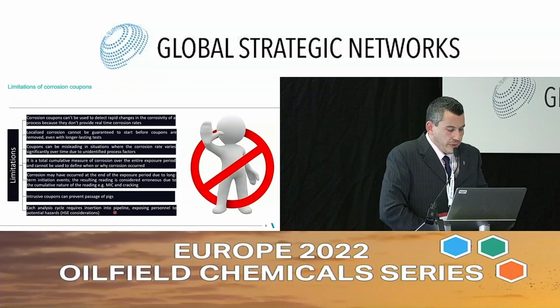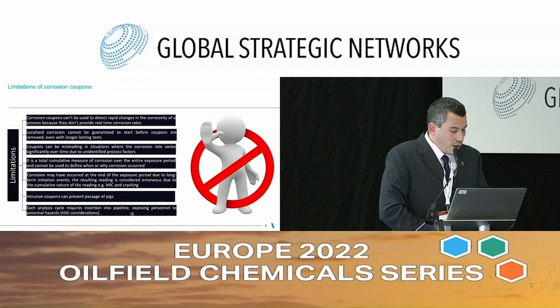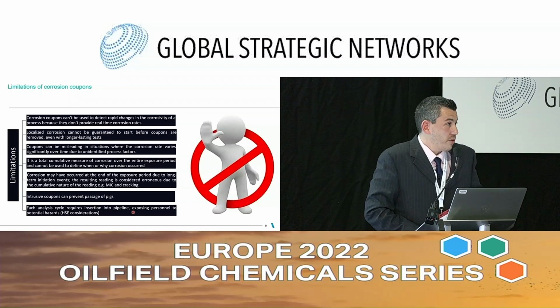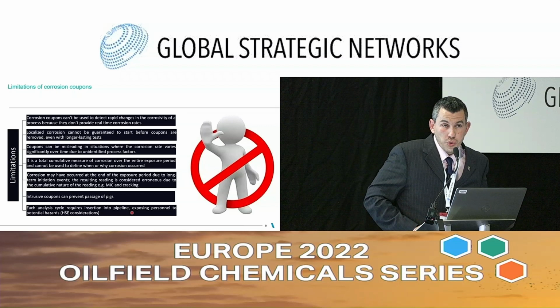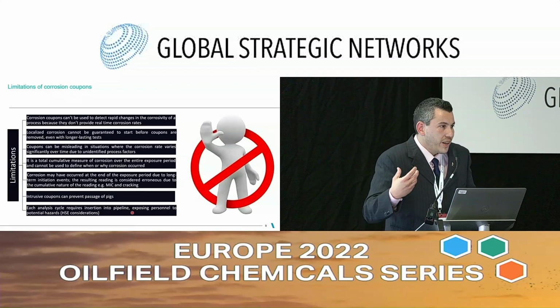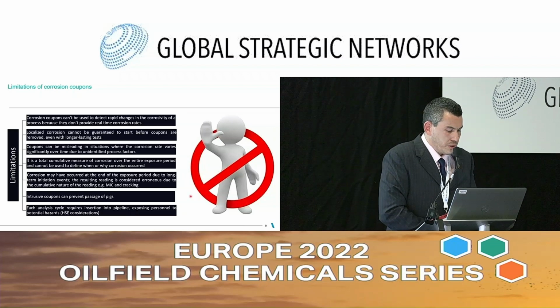And another risk is that they are intrusive. If you are using intrusive coupons, they can prevent using pigs or cleaning tools or intelligent line inspection tools. And they also represent a risk from the safety point of view, because each time that you want to retrieve your corrosion coupons, you have a risk of having a release of toxic substances.